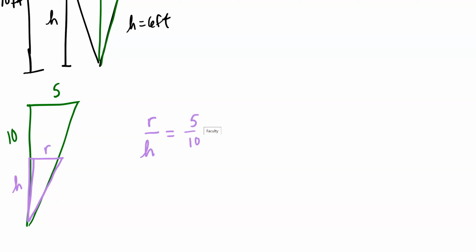5/10. Beautiful. And let's get r in terms of h. How do I get r equals something with h? Multiply by h. R is literally 1/2 h, aka h over 2. There you go. Look at that. So now it's h over 2 squared.